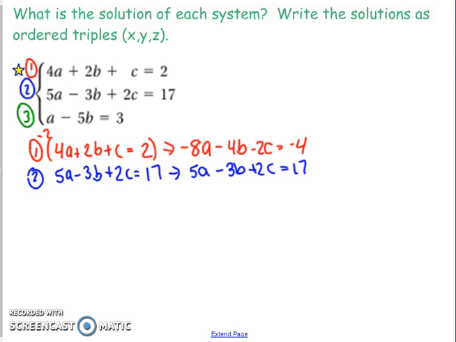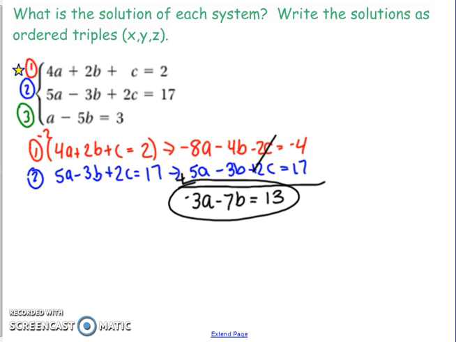So now, because my c's are opposite signs, I can add. So negative 8a and 5a is going to give me negative 3a. Negative 4b and negative 3b gives me negative 7b. My two c's are going to cancel out. And then negative 4 plus 17 is going to give me 13. So this equation that I'm going to circle, I can now use that with equation 3, since they only have a's and b's in them. So I'm going to do negative 3a minus 7b equals 13. And I'm going to stack that with the third equation. So that was a minus 5b equals 3.